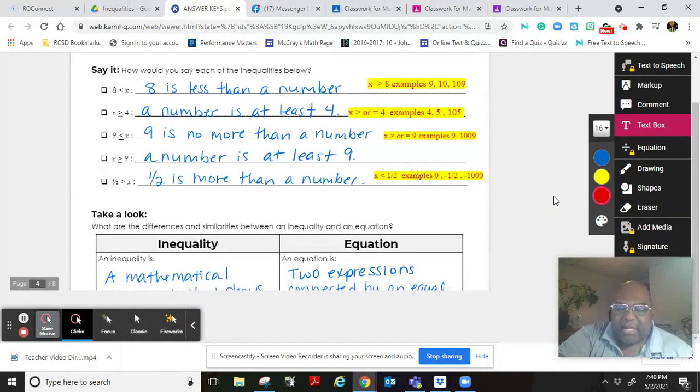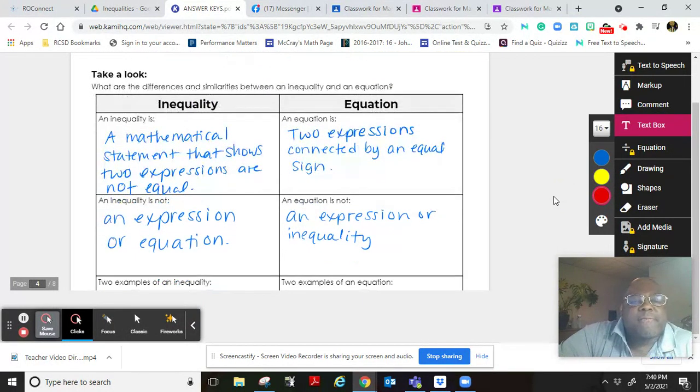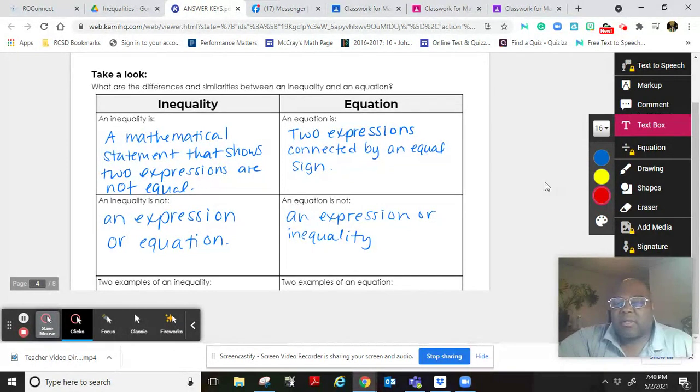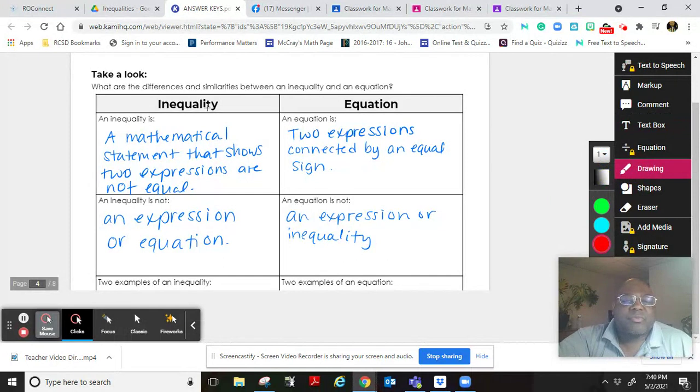Now I want to take a moment and talk about compare and contrast differences. What is an inequality and what is an equation? How are they different? How are they similar? Let's talk about that. So, from the standpoint of inequalities, all right, I think I want to go to my draw key here. An inequality, what is it? Typically, we're going to see it this way, not equal. Or we talked about greater than, greater than or equal to, less than, and then less than or equal to. These are what we're going to see.